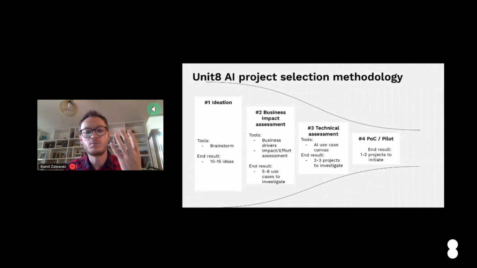And there are 4 simple steps. The first one is about ideation, so basically I'm trying to identify a large number of ideas, all the way through step 2, which is around the potential business impact assessment, then step 3 about the technical assessment, and then again moving to the proof of concept and the pilot.